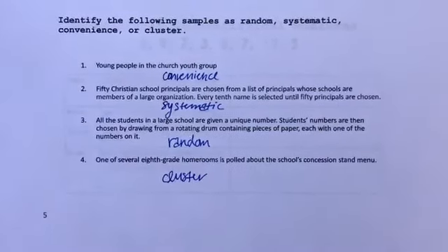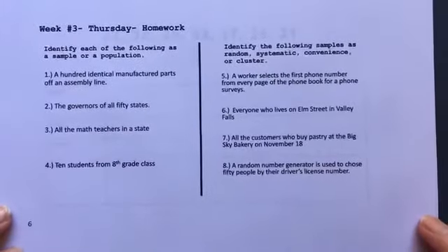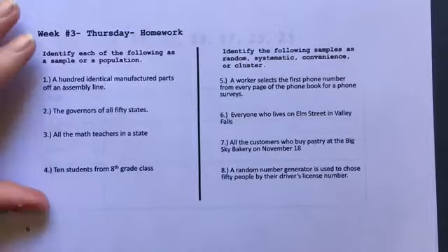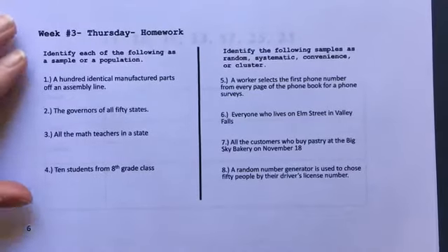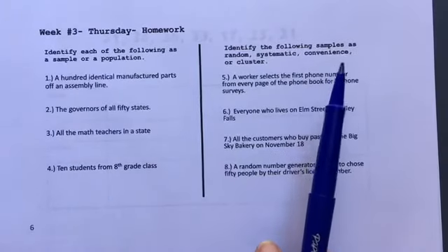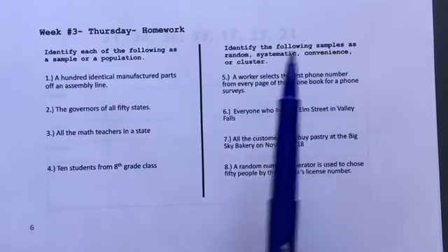All right, so we made it to the end of the notes. This is your homework. There are 8 problems. The first 4 are just like the first 5 problems we did together. You're going to identify these as a sample or a population, and then in these 4, you're going to identify these samples as random, systematic, convenience, or cluster.